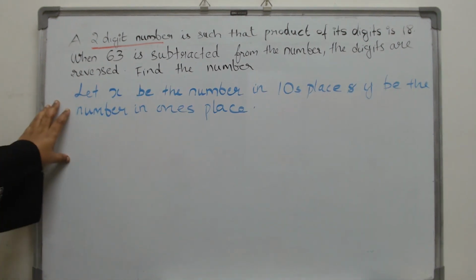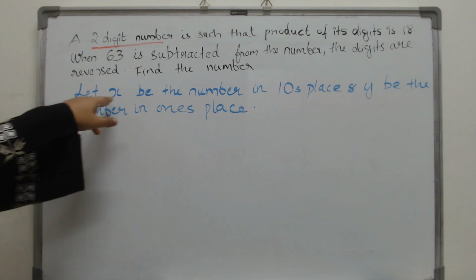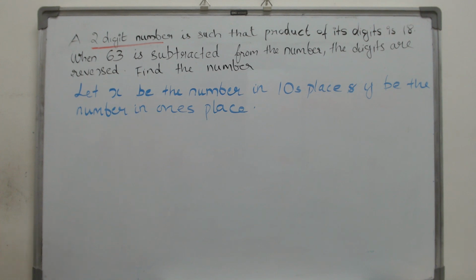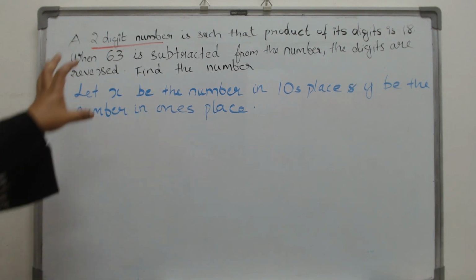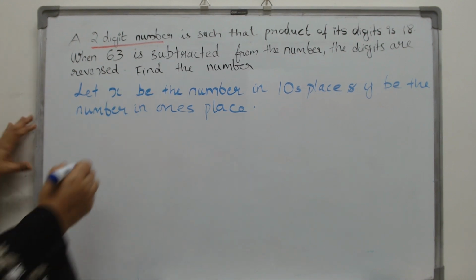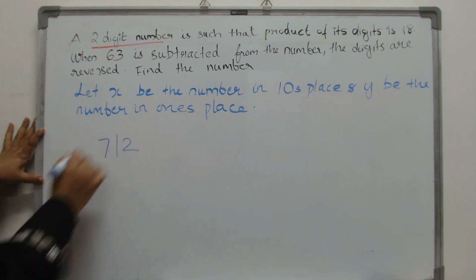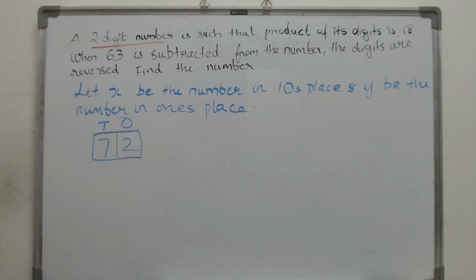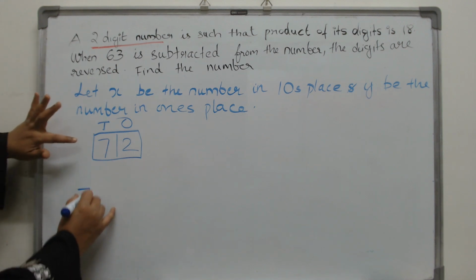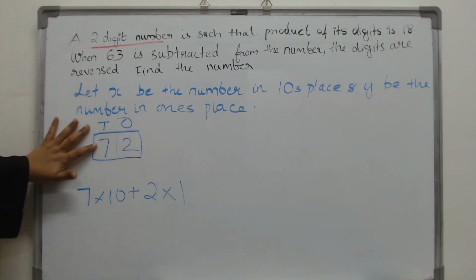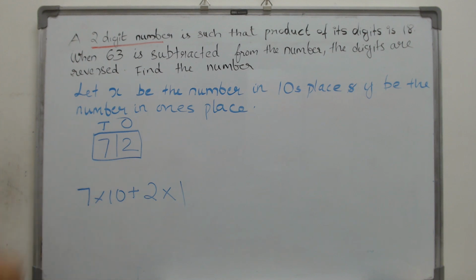Now we come to our main topic, which is quadratic equations. Let this be the number: x is in the tens place and y is the number in the ones place. Now any number occurs in the digit form and in the expanded form. What do we mean by that? Suppose you have the number 72. There you have 7 in the tens place and 2 in the ones place. This is the digit form. How does the expanded form look? 7 into 10 plus 2 into 1. So the digit form looks like this, the expanded form looks like this.